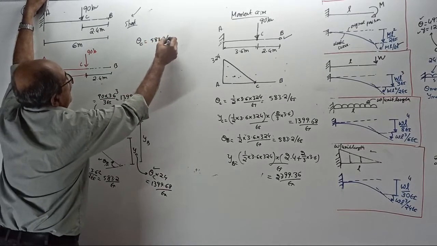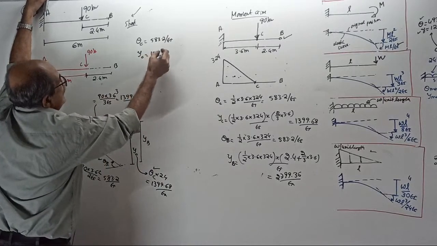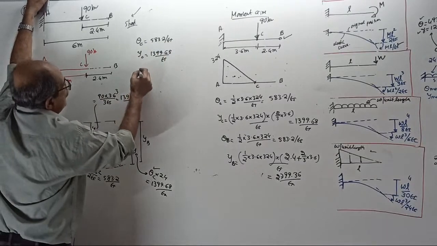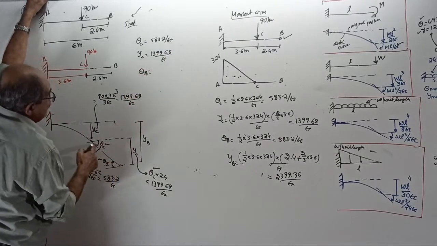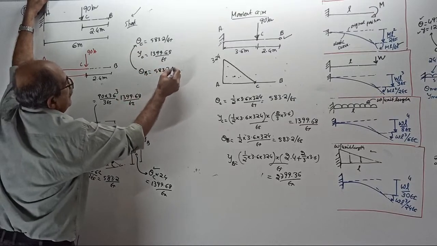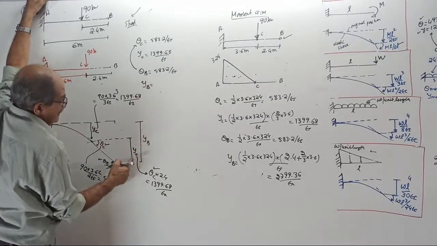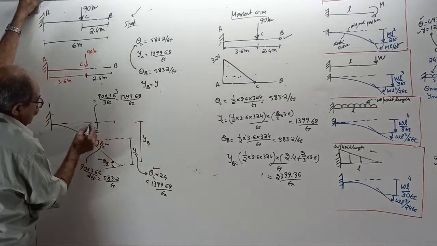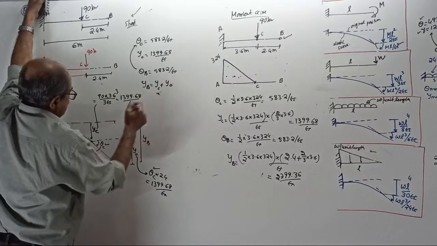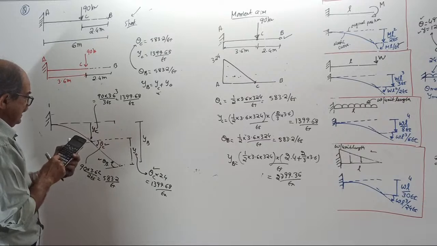Okay, now, therefore, answer: theta C equal to 583.2 by EI. Deflection at C equal to 1399.68 by EI meter. I won't waste time. Theta B is same as theta C. Both are equal, 583.2 by EI. Deflection at the free end, that is maximum deflection, is whatever is deflection YC plus extra deflection Y naught. Add it. 1399.68 plus 1399.68.